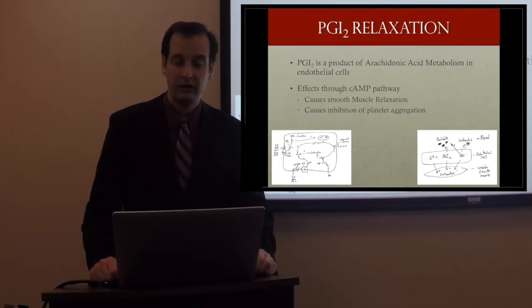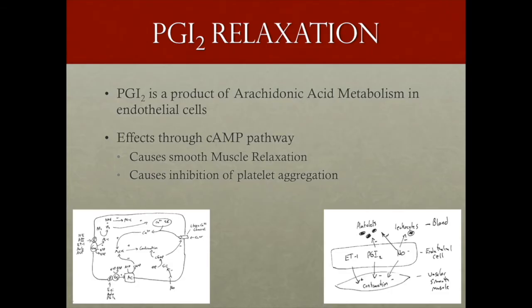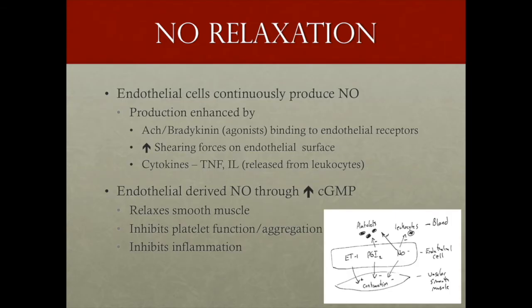Prostacyclin also brings about relaxation. Prostacyclin is a product of arachidonic acid metabolism in endothelial cells. It exerts its effects through the cyclic AMP pathway, thus causing smooth muscle relaxation, and it also causes inhibition of platelet aggregation. Nitric oxide as well brings about smooth muscle relaxation.